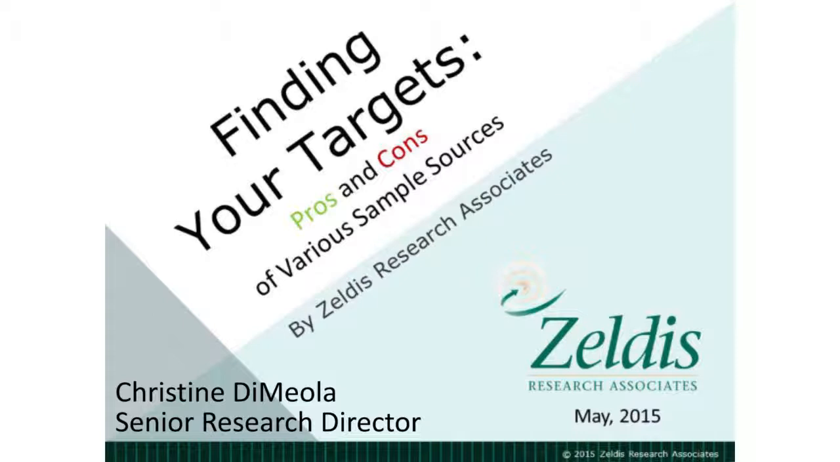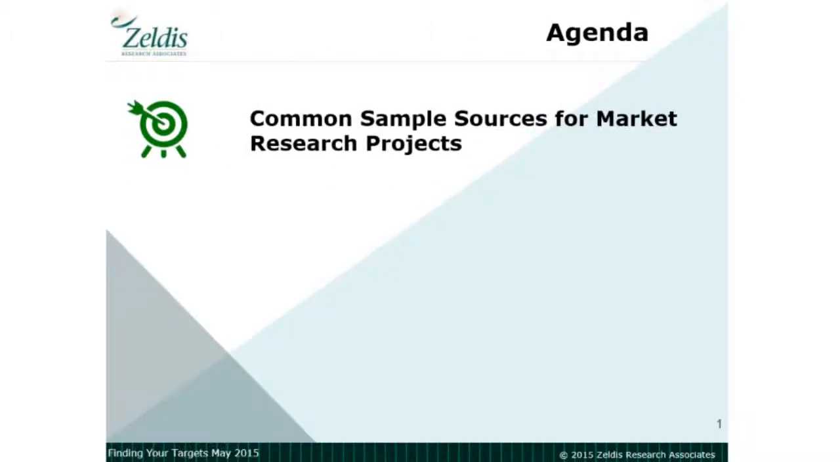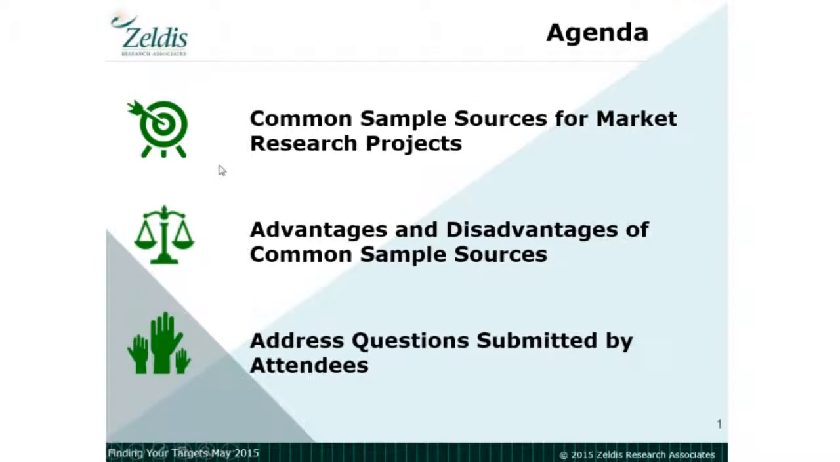So what are we going to talk about today? First, we're going to go through some various sample sources that we use here at Zeldis for our market research projects. Some of them will be very common sources that you've used many times before, but a couple of them may be a little bit more creative, outside the box. Then we're going to walk through each of those sample sources and talk a little bit about the advantages and disadvantages, as well as some best times to use them and some considerations to keep in mind when working with that type of sample source. And then finally, we'll address some of the questions that were sent in to us.